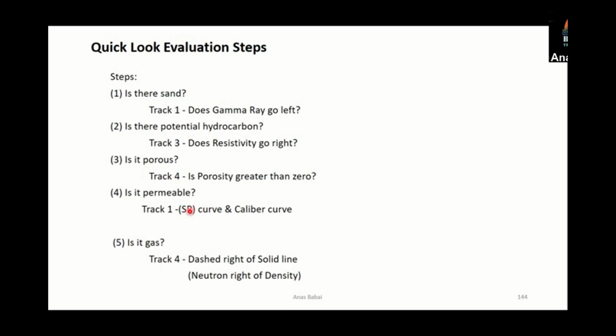The SP will give us a negative deflection, while the caliper will show the buildup of mud cake or mud filtrate in the borehole wall, which indicates that this zone is permeable. Is it gas? So as we said, we will identify that based on the separation between the neutron and density.